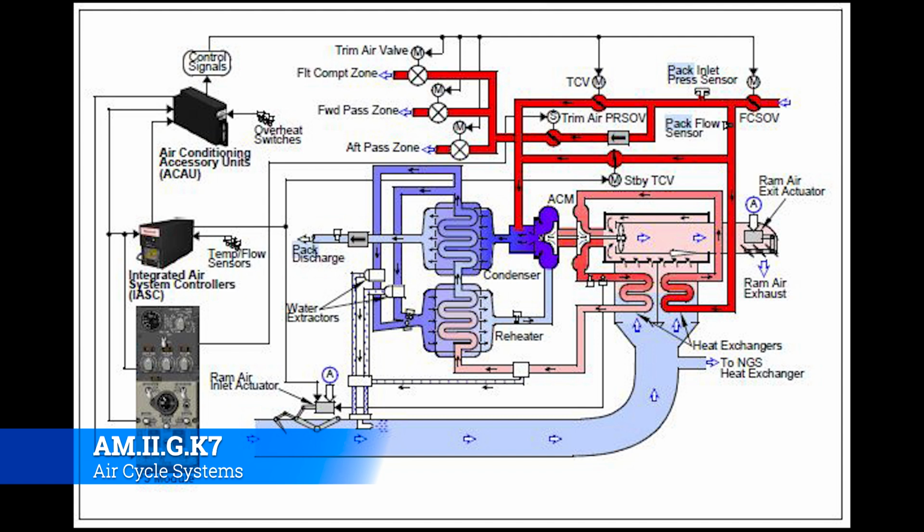Notice that you control it on the P5 module, so that's your overhead panel above the pilots. But then you have two boxes down in the E&E bay: the IASC, the Integrated Air System Controller, and then the Air Conditioning Accessory Unit Controller, so the ACAU. The ACAU is going to control your TCV valves on either side, as well as a few other valves to help distribute that air as needed. The air system controller is what's going to actually control your packs and all that. So just know that whenever you go to start troubleshooting it.